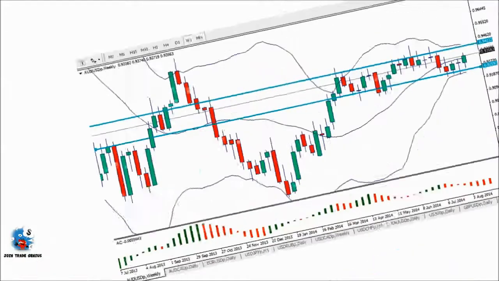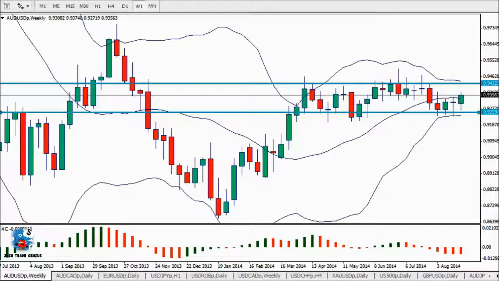So without further ado, let's start with our technicals. We're looking at the Aussie dollar, US dollar. We have Australian interest rates coming out this week, in the middle of the week. So obviously that'll be quite significant for you guys trading this pair.